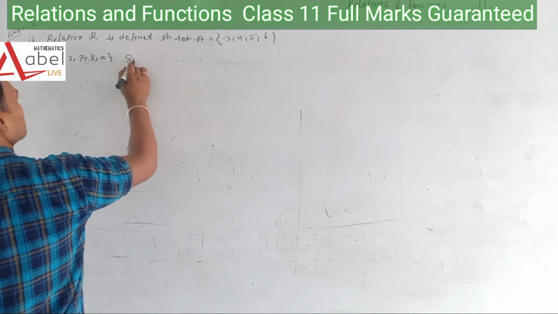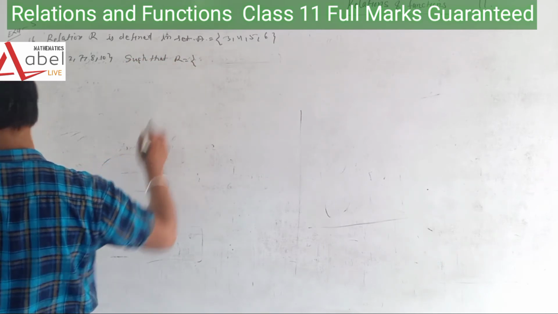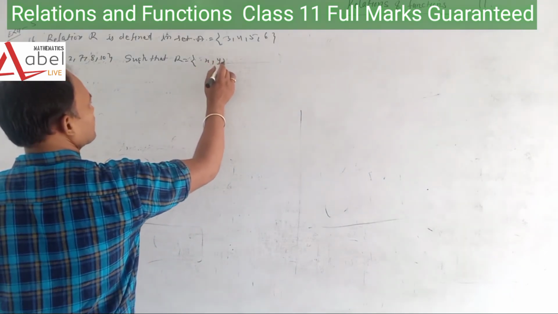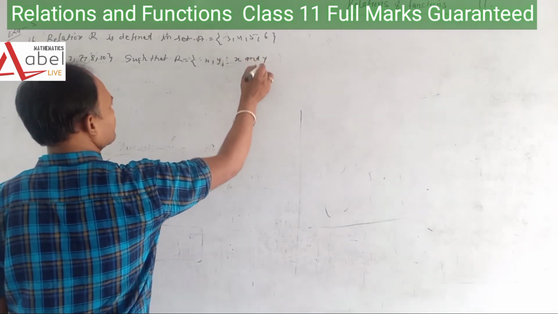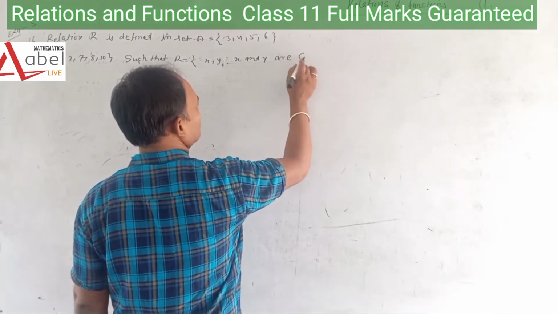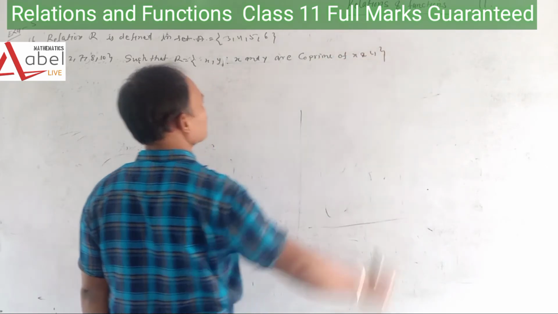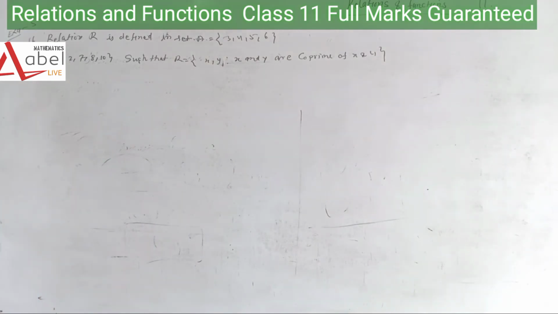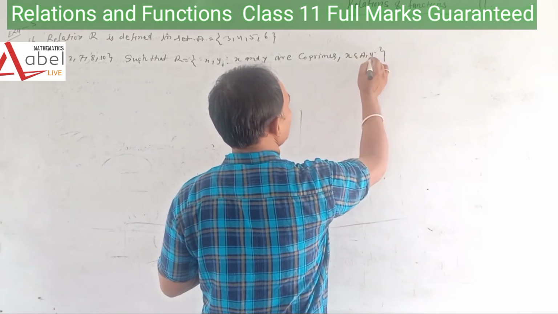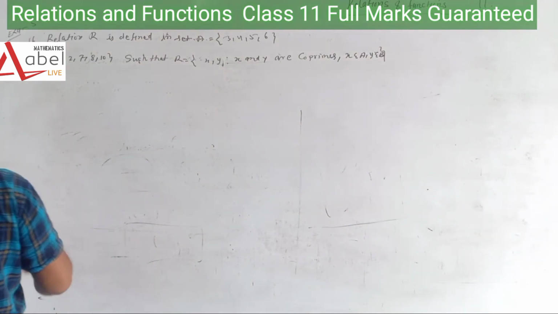Such that R equals (x, y), where x and y are co-prime, x belongs to A and y belongs to B. It is given.